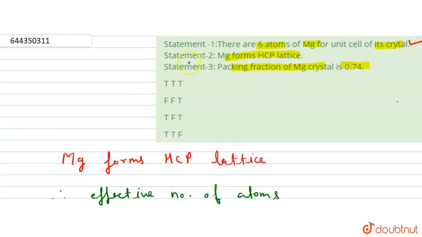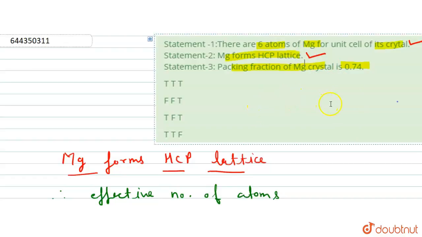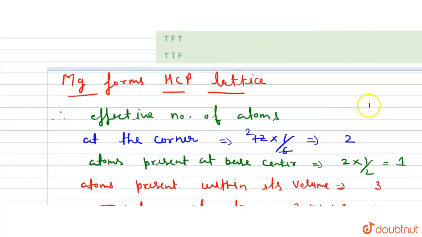Now, move towards the second statement. Mg forms HCP lattice. As we see here, Mg forms HCP lattice. Hence, the second statement is also correct. Now, moving towards the third statement. Packing fraction of Mg crystal is 0.74.